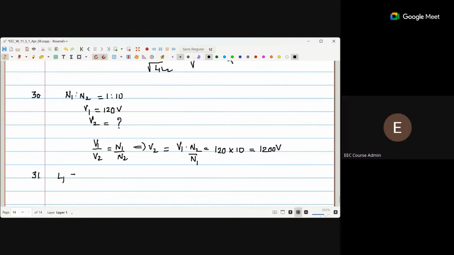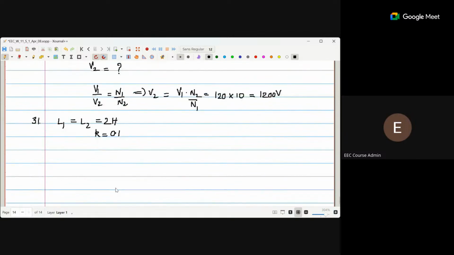So L1 equal to L2 equal to 2 Henry. Coefficient of coupling is given to be 0.1. So mutual inductance will be K into square root of L1 L2, that is 0.1 into square root of 2 into 2. So 0.2 Henry will be the mutual inductance value.